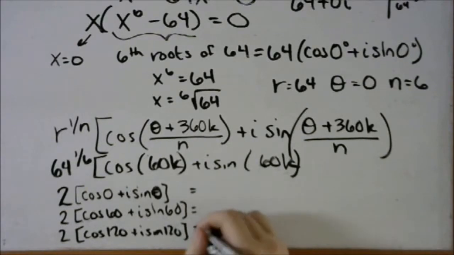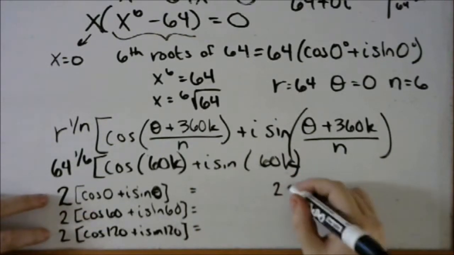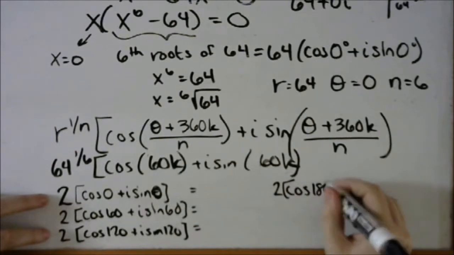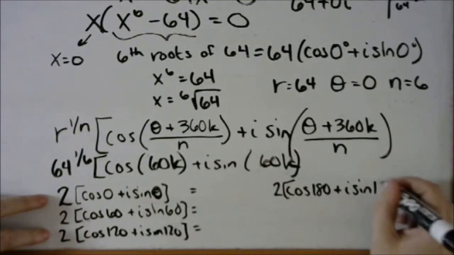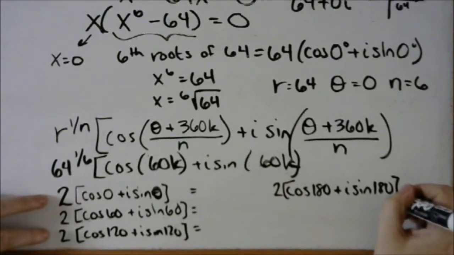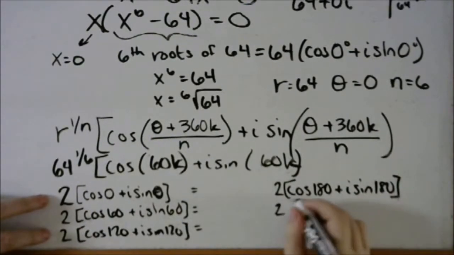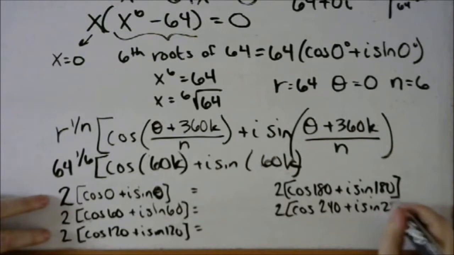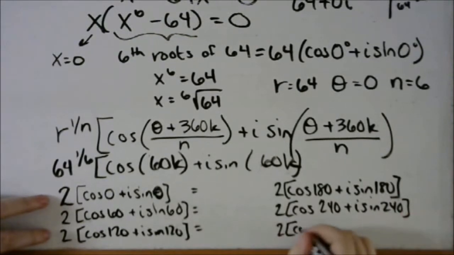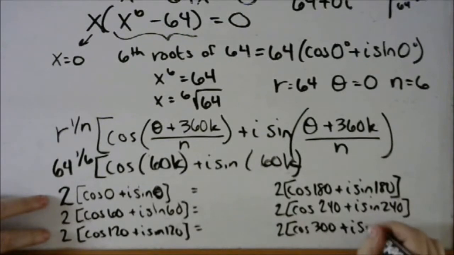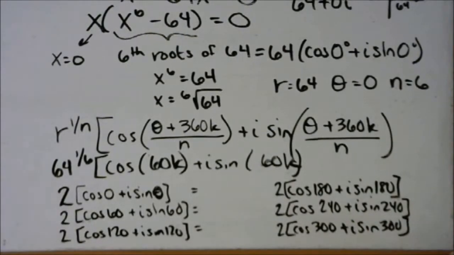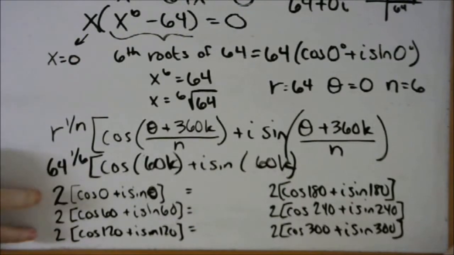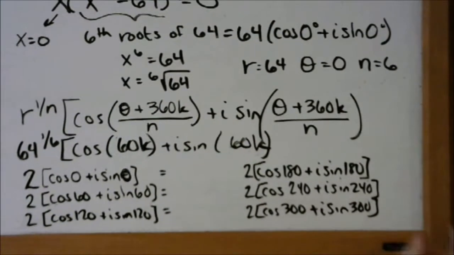Leave a space for my answers. And then I'm going to repeat the process for my next 3. 2 cosine of 180 plus i sine of 180. 2 cosine of 240 plus i sine of 240, and 2 cosine of 300 plus i sine of 300. Now for this example, because all of these are in the unit circle and I'm distributing a 2, I'm going to go ahead and not show my inner step. I'm just going to eliminate the denominator of 2 since it will be eliminated by multiplying by 2.